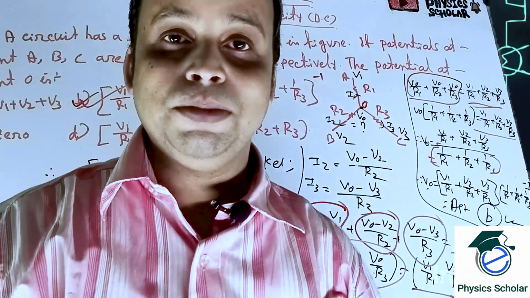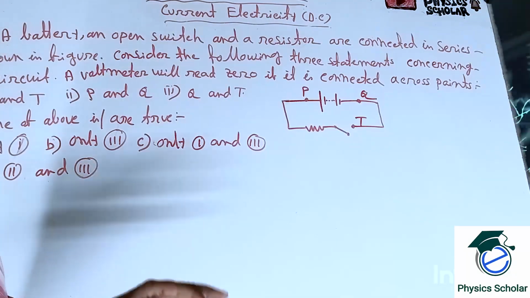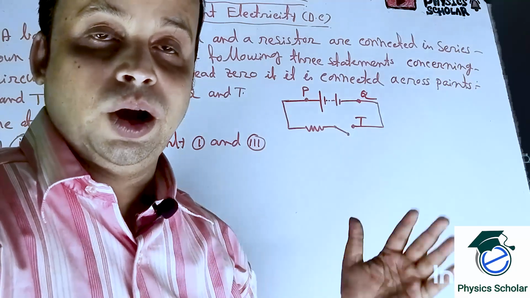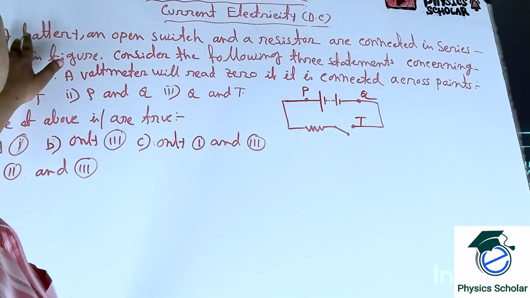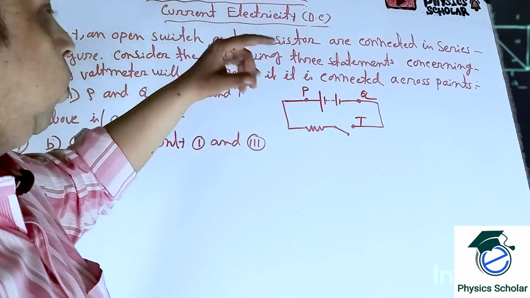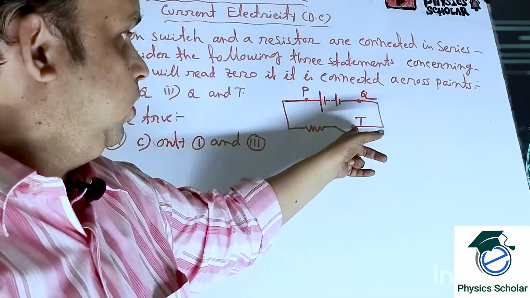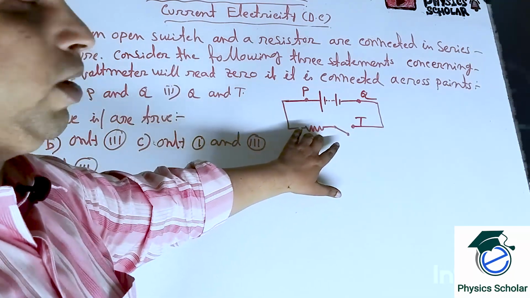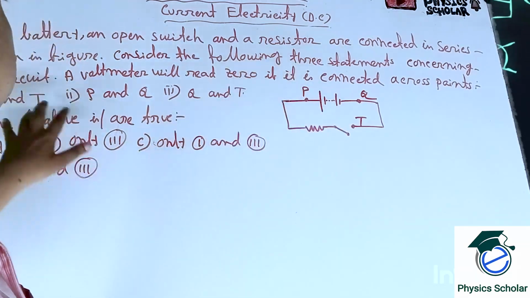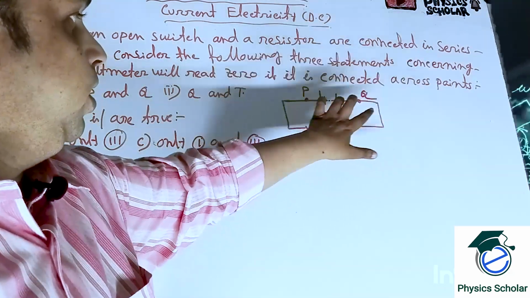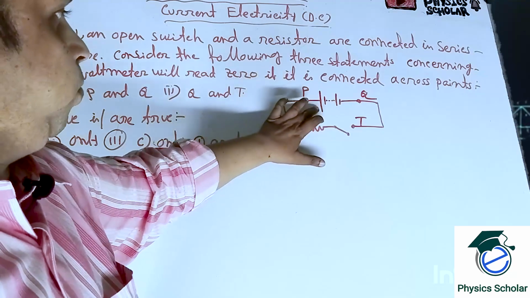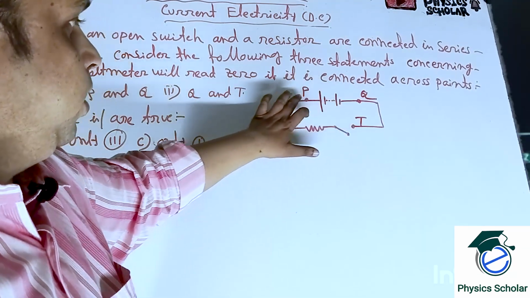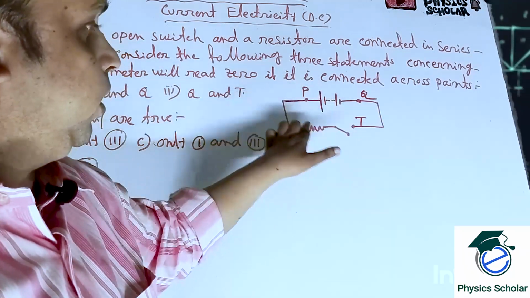Now let us move to sum number 4. Okay students, so let us move to today's problem, question number 4. Clear? A battery and an open switch. Open switch means the switch is open. See here, the open switch circuit is given, and a resistor, whatever the value of the resistor, that is connected in series. Series means one after another. This is the battery, with a number of cells. The positive terminal, the negative terminal, the resistor and the switch are connected in series.